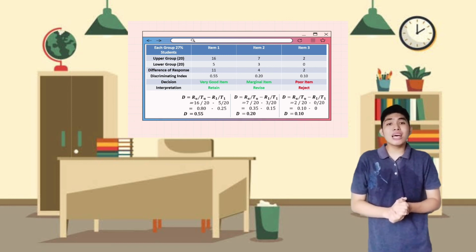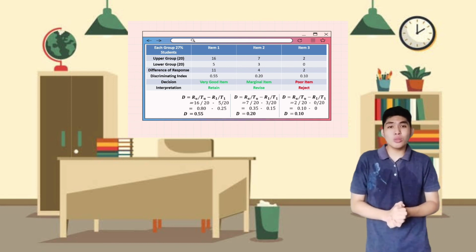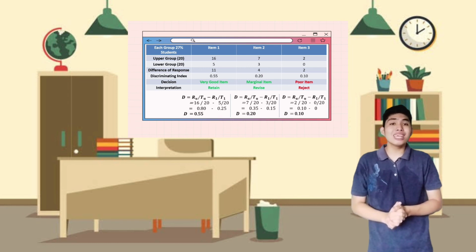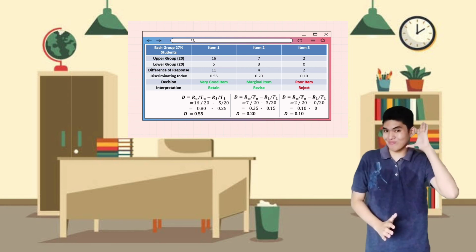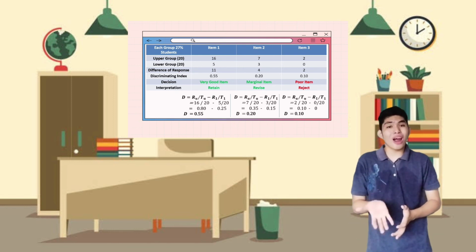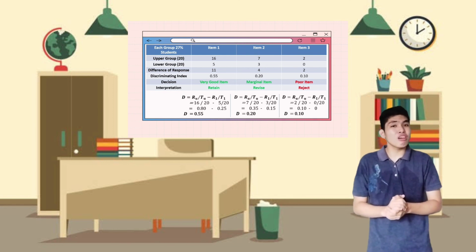To sum it up, item number 1 is a very good item, hence we select or retain it. Item number 2 is a marginal item which needs to be revised. In the last instance, item number 3 is a poor item which needs to be discarded or rejected. Is the interpretation understandable, class? Good job, class! As we can all see, awareness of item writing guidelines can provide cues on how to improve items, negative or non-negative discrimination indices. So, are there any questions, class, or any clarifications?